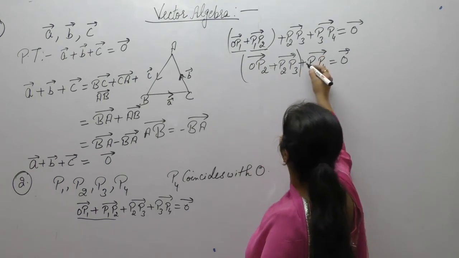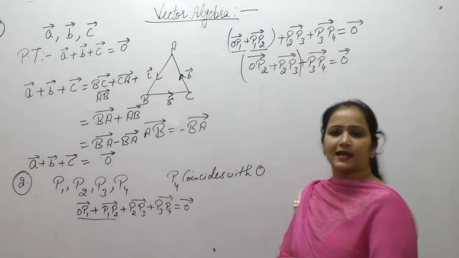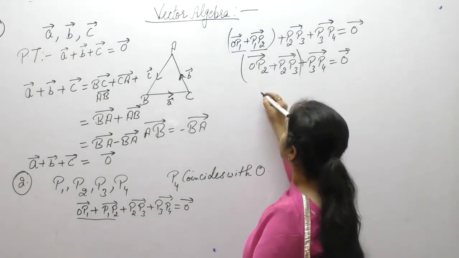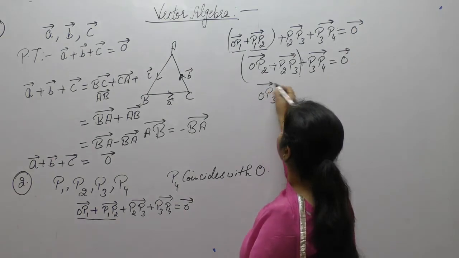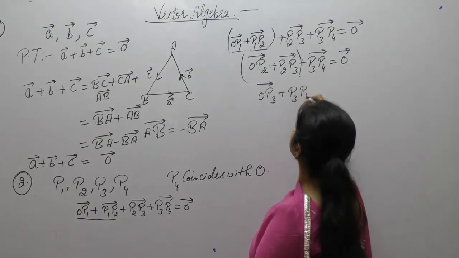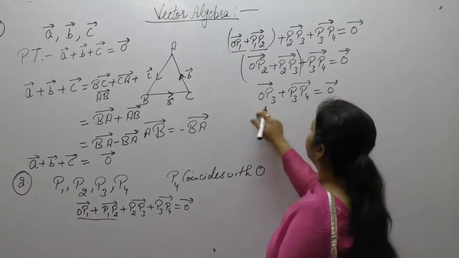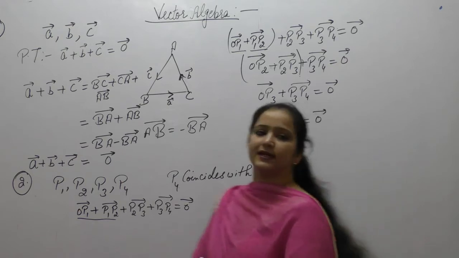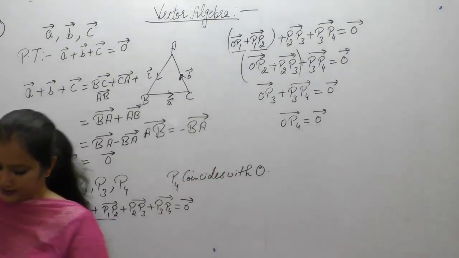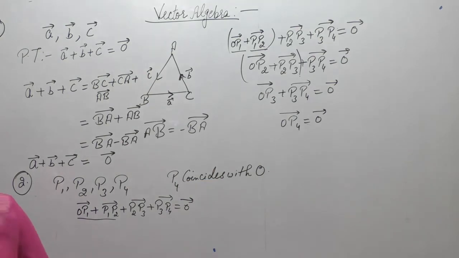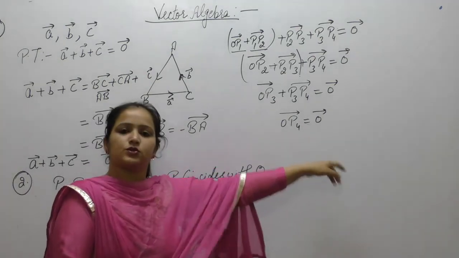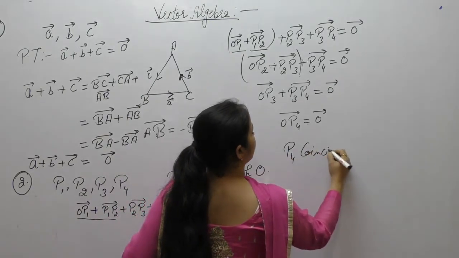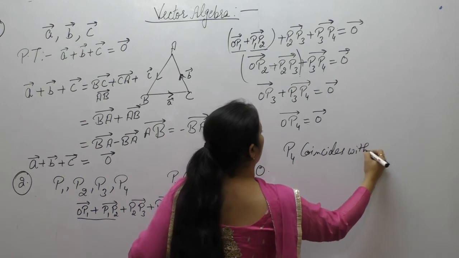Again, vectors are associative under addition. So by triangle law of vector addition, this is equal to OP3 vector. Similarly, here this is equal to OP4 vector is equal to 0 vector. Now since OP4 vector is equal to 0 vector, it means P4 coincides with O.